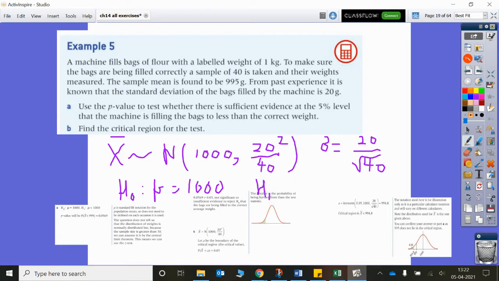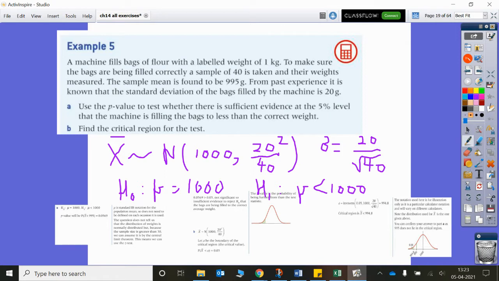And H1: this is a one-tailed test because we're testing to see whether or not there's less than the correct weight, not simply that it's filling them up incorrectly. It may be that this machine has started to put too much flour in each of the bags instead. In this case, they only want to test whether they are lower than the standard, so we're testing whether mu is less than 1,000. Notice that we are not saying that mu is equal to 995.